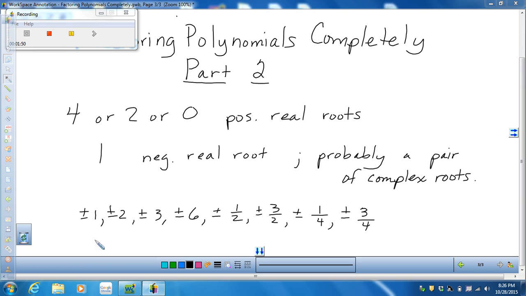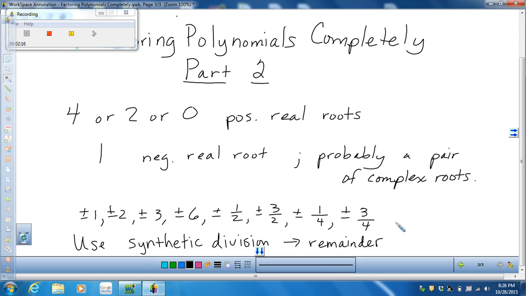which ones work. So remember, you want to use synthetic division and the factor theorem to see if any of these are factors. In the factor theorem, we want to see if we get 0 as our remainder on the synthetic division. So when we use our synthetic division, we want a remainder of 0. And if we have a remainder of 0, then we have a factor.